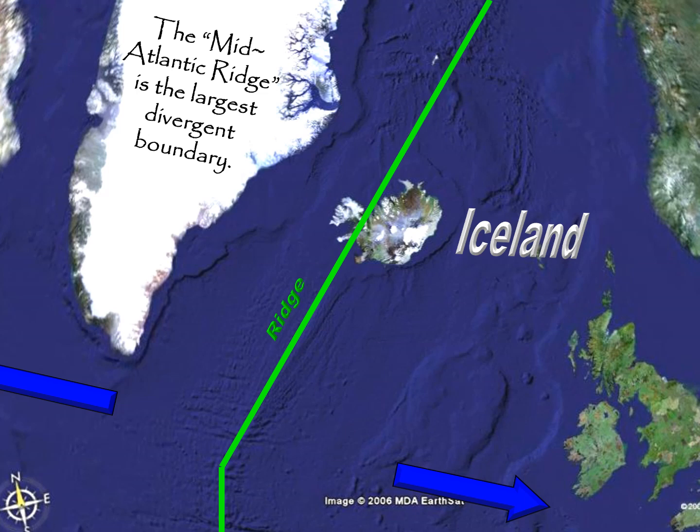So if you think about it, what's happening on Iceland is it's being ripped apart and separated into two different islands. Now, one of the islands would be much, much bigger than the other, but it is being rifted apart. And this only happens when a divergent boundary passes through dry land. Now, this is not the best example of a rift. There's a much better example.